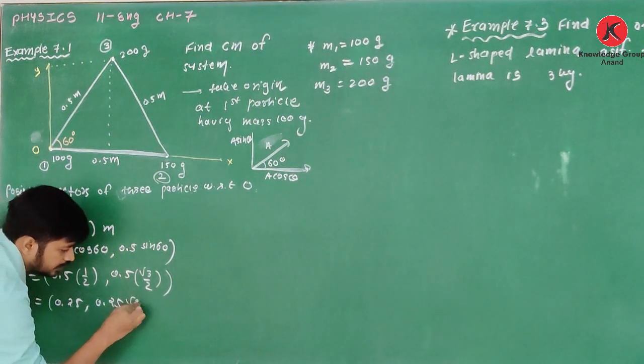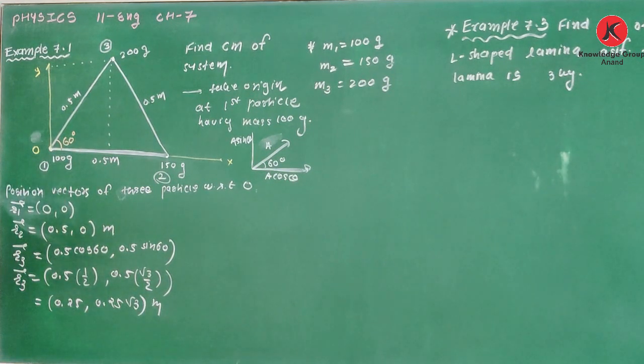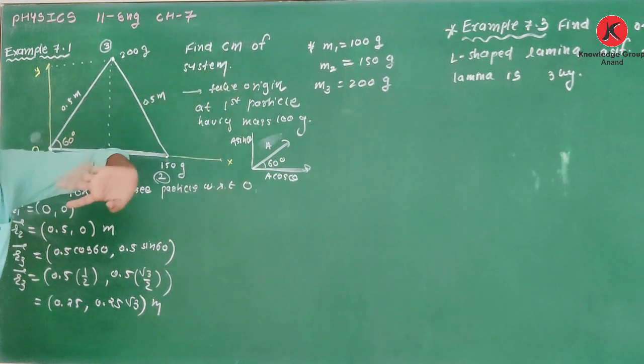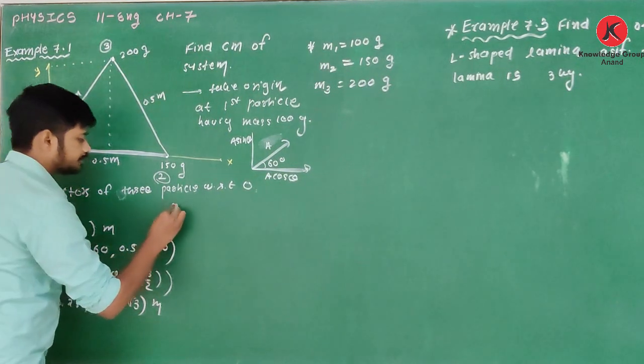Here it is 0.25 root 3 meter. So first of all, you have to find the three masses, they are given simply. M1, M2, M3. You have to find R1, R2 and R3. Now you have an equation. Which equation?